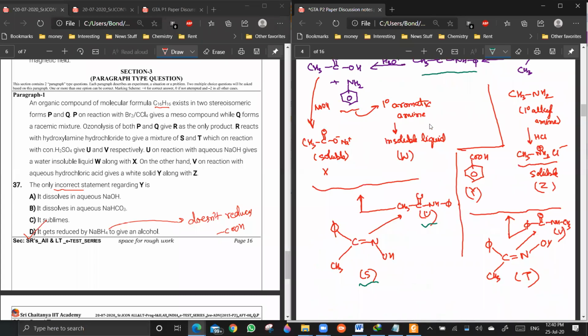Now you see, aromatic amines will be insoluble in water. They will be like insoluble liquids. And it will also be giving soluble acetate ion, which is X. If this is T, then it will be giving benzoic acid, which is again insoluble in water, and CH3NH2, which is highly basic. So it will react with HCl and give this soluble compound. Are you getting my point?